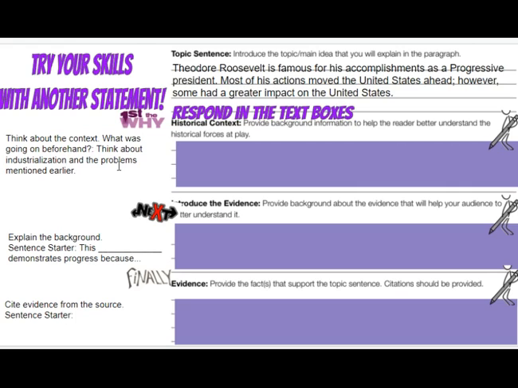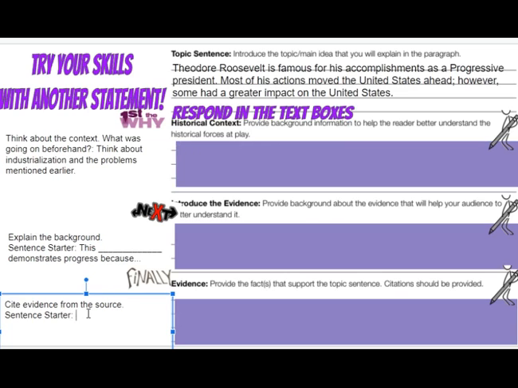Think about industrialization and the problems mentioned beforehand. I would specifically talk about how industry was ruining the environment and chopping down all those lovely tall trees and taking all sorts of other resources. And then you can talk about how this demonstrates progress, because of what was going on. Remember, this is your next step after you give your why. And then finally, cite evidence from the source.